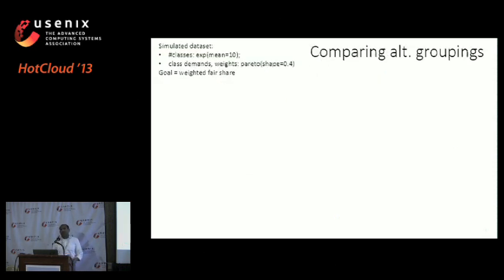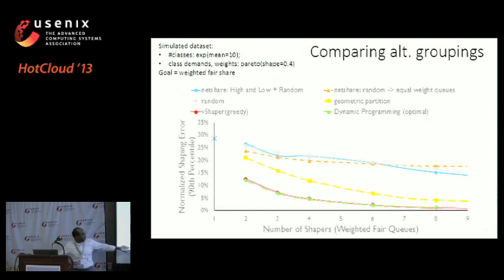So we ran some simulations to compare alternate methods of grouping. The number of classes is exponential. The demands and weights are Pareto distributed. And the goal is weighted fair share between these classes. So this graph is going to be a little dense. On the x-axis is the number of shapers. On the y-axis is the normalized error. It's the 90th percentile over a traffic set.